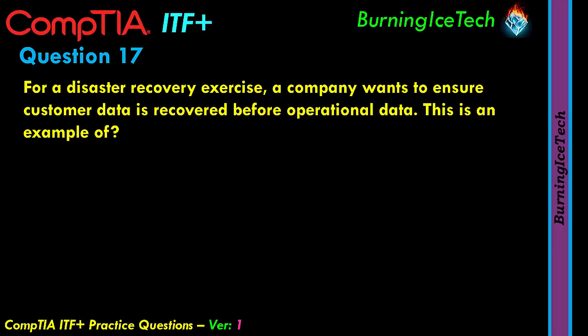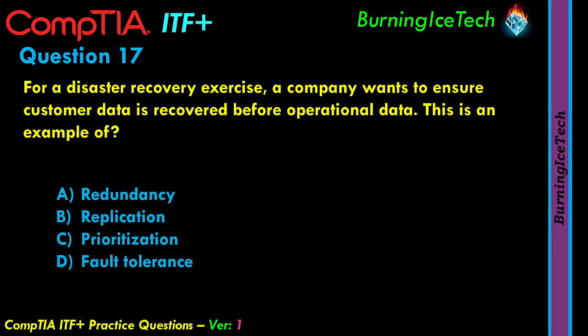For a disaster recovery exercise, a company wants to ensure customer data is recovered before operational data. This is an example of what? Is it redundancy? Redundancy means if something fails, then the service or whatever is not going to be unavailable.